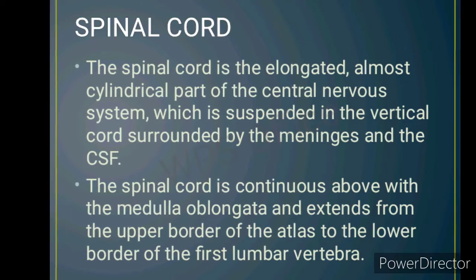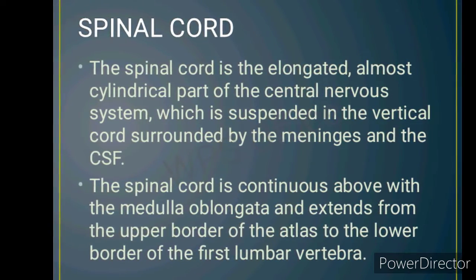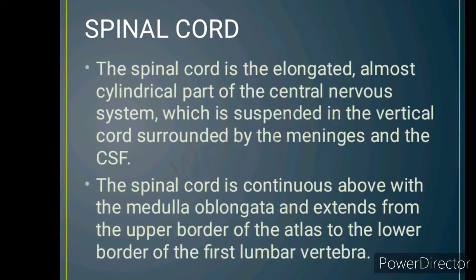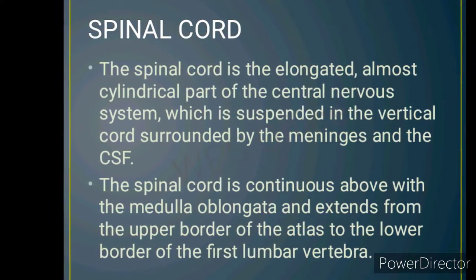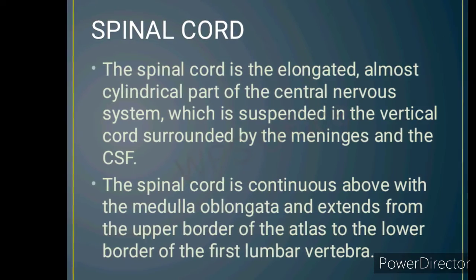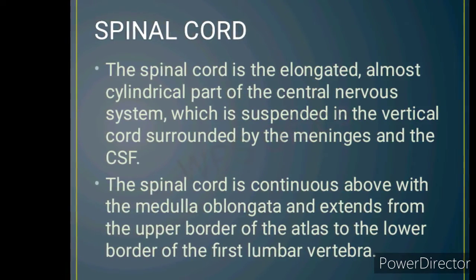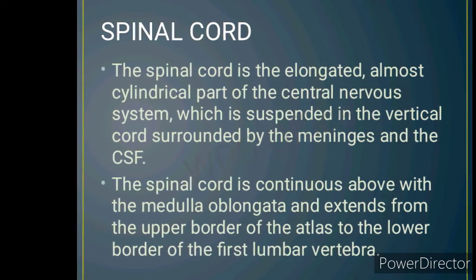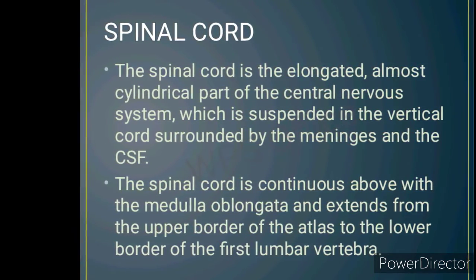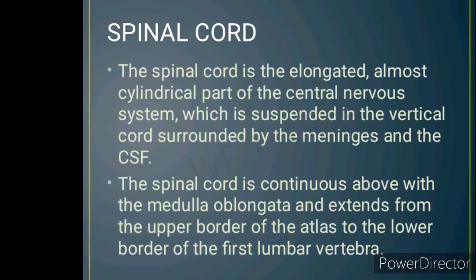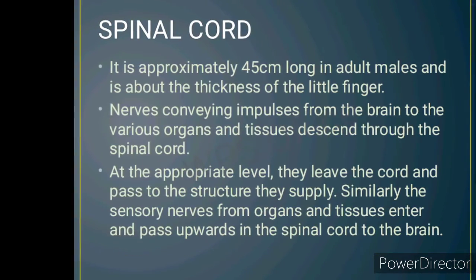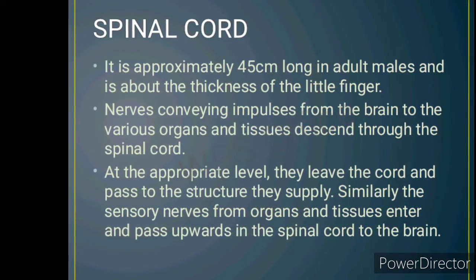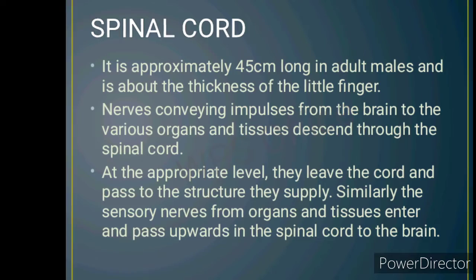The spinal cord is continuous above with the medulla oblongata. We have learned in the brainstem that the medulla oblongata is the last part. After the medulla oblongata, it is continuous with the spinal cord, and this spinal cord extends from the upper border of the atlas to the lower border of the first lumbar vertebra. It is approximately 45 centimeters long in adult males and about the thickness of the little finger.